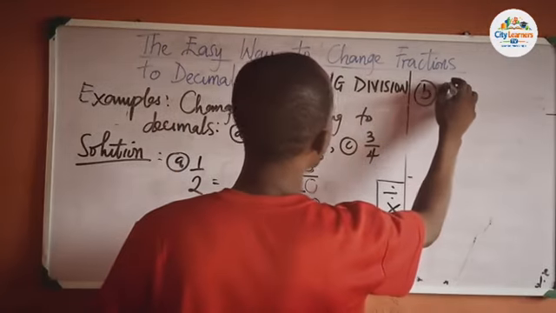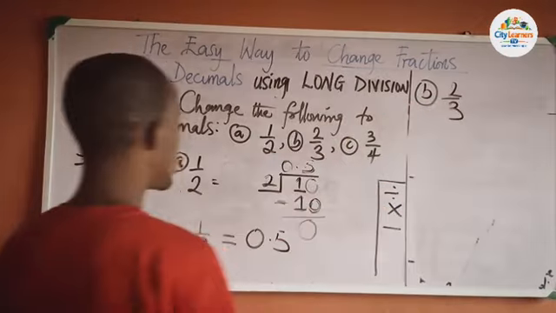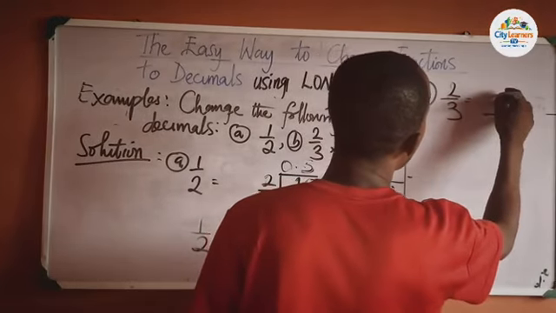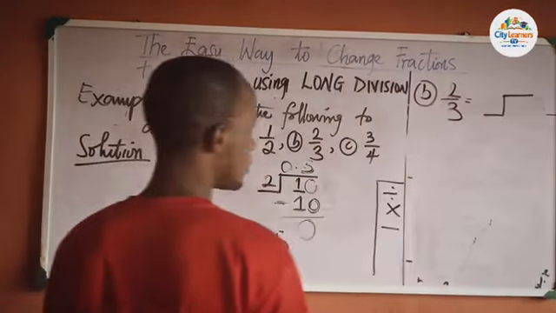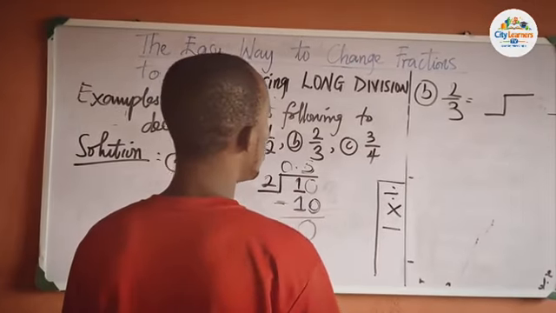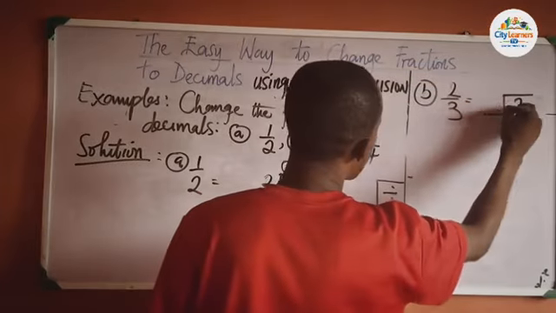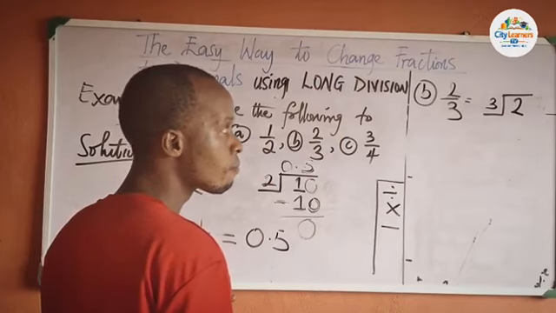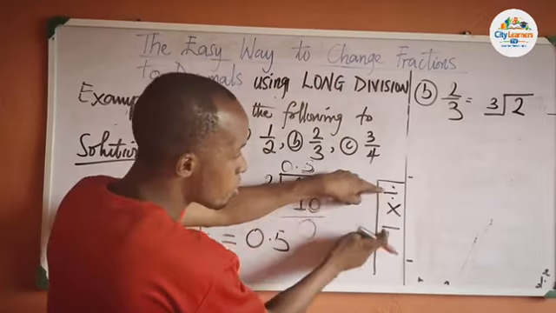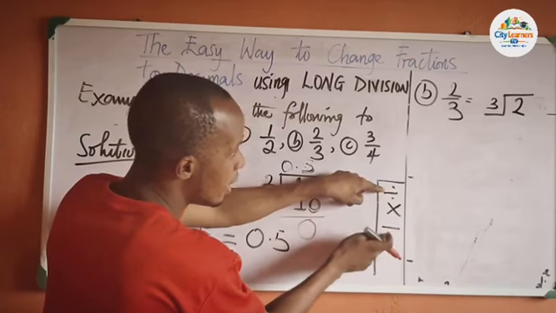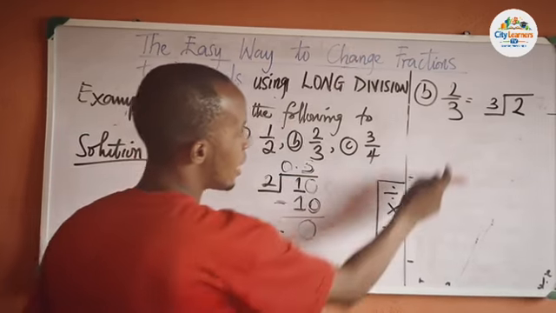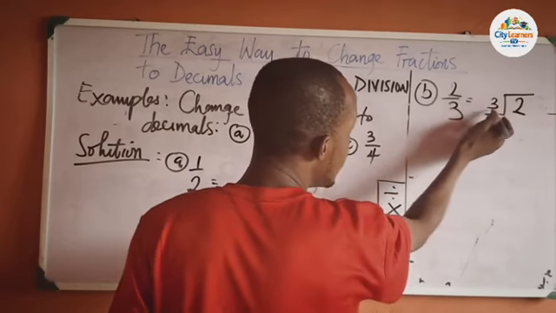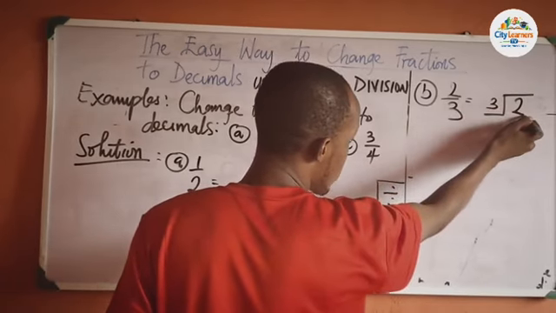Solution B, which says 2 over 3. Don't forget, the first thing to do is to simply draw your long division line and then place your numerator inside and your denominator outside. What next? Following the pattern of operation we have put down here, the first thing to do is to divide. And note that you are using the number outside to divide the number inside, the denominator to divide the numerator.